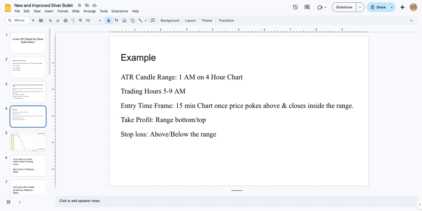Next, your entry time frame, your lower time frame. For the sake of this example, I'm going to use the 15-minute chart. Your goal is to say once price pokes above or below your ATR range and then closes back inside of it, that's your entry signal, and that's it. You don't need any indicators for this. This is strictly price action once a range is defined. Lastly, you just need your take profit and your stop loss. Your take profit is going to be the bottom of the range if you're short, or the top of the range if you're long. Your stop loss is just going to be above or below the range. By how many pips, you may wonder, that's up to you and whatever your account size can handle.